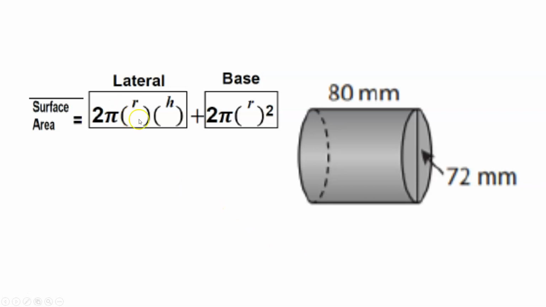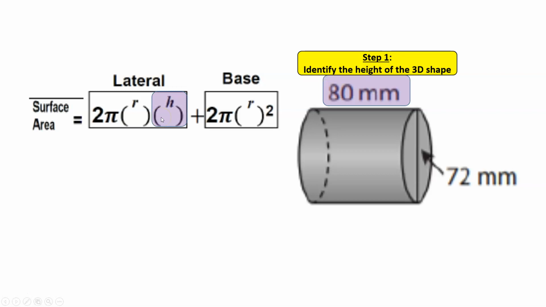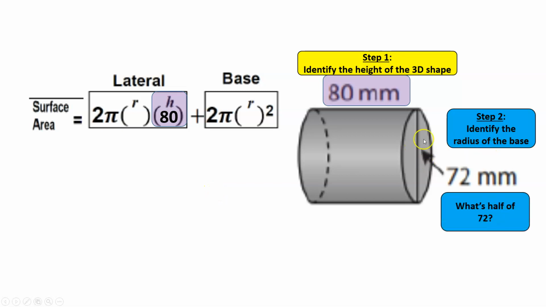All right, let's take a moment now to identify our height. In this case, oh, that's 80. So even though it's sideways, that's still our height. Identify our radius. In this case, what's half of 72? Now we're halving this because essentially that's the measurement from one end of the circle to the other, and radius is half. So what is half of 72? 36. So let's plug those in.